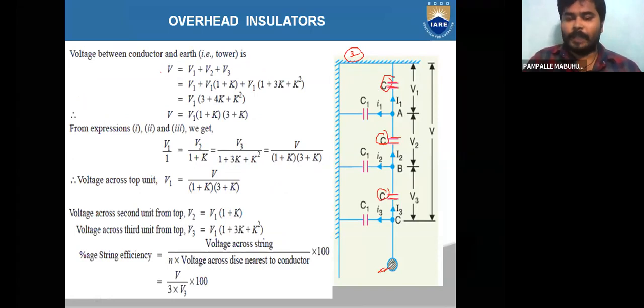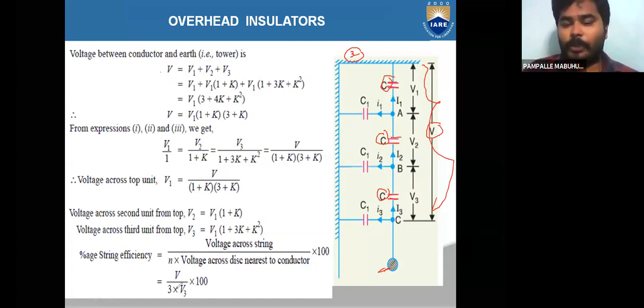As per the definition, string efficiency is equal to the voltage across the string, which is the total voltage V across the entire string, divided by n, the total number of discs. Here 3 discs are there in the string of insulators, so 3 into the voltage across the disc nearer to the conductor. For this conductor, the disc nearest to it is disc 3, which has a voltage V3. That V3 you have to consider.